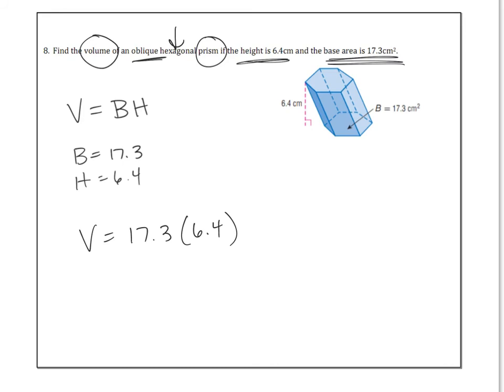And when you multiply 17.3 times 6.4, you get approximately 110.72, and it's centimeters cubed. Volumes are always units cubed.